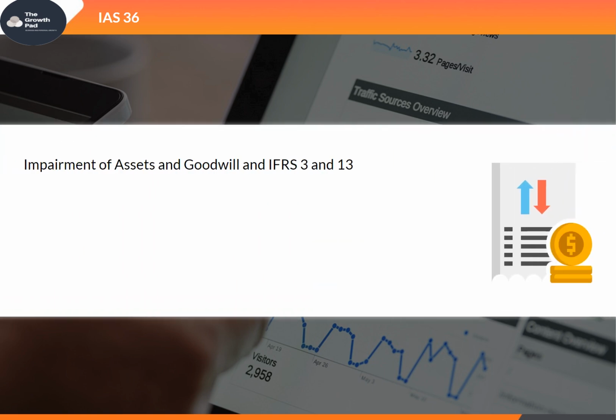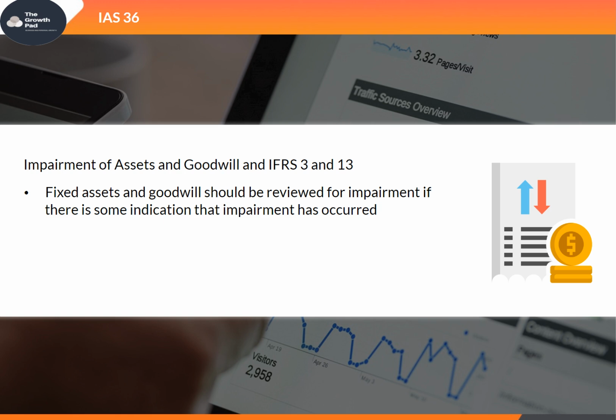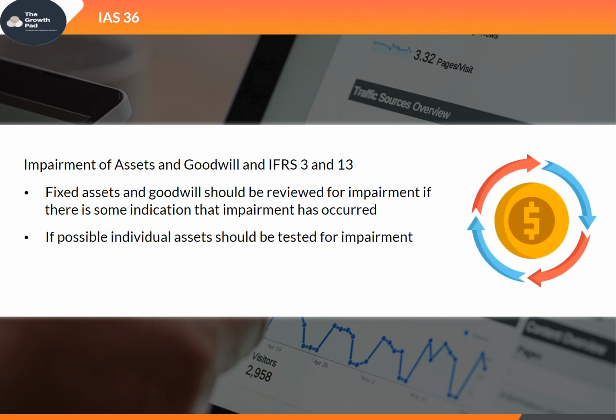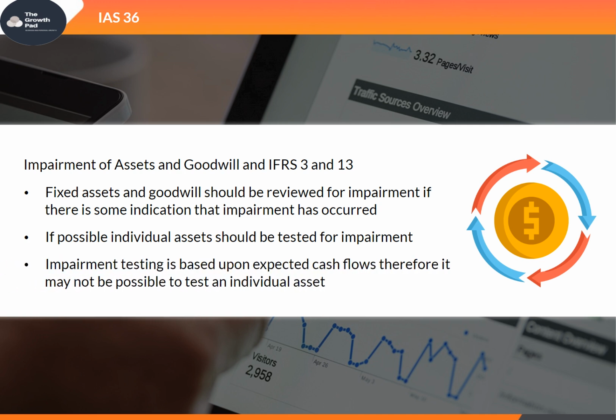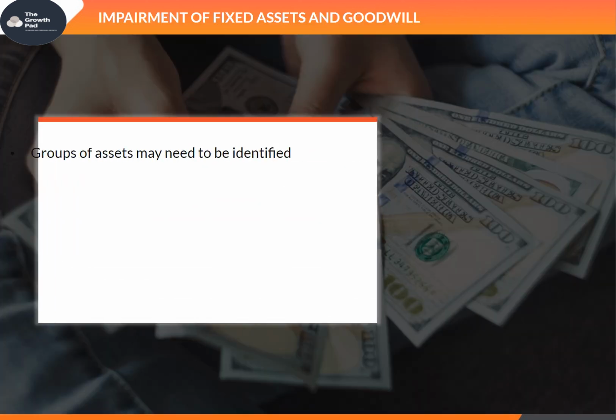Impairment of assets and goodwill, and IFRS 3 and 13. Fixed assets and goodwill should be reviewed for impairment if there is some indication that impairment has occurred. If possible, individual assets should be tested for impairment. Impairment testing is based upon expected cash flows, therefore it may not be possible to test an individual asset. Groups of assets may need to be identified.